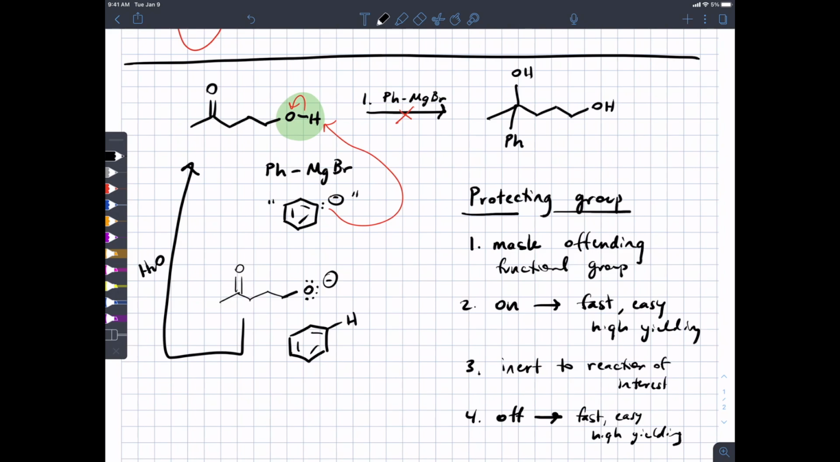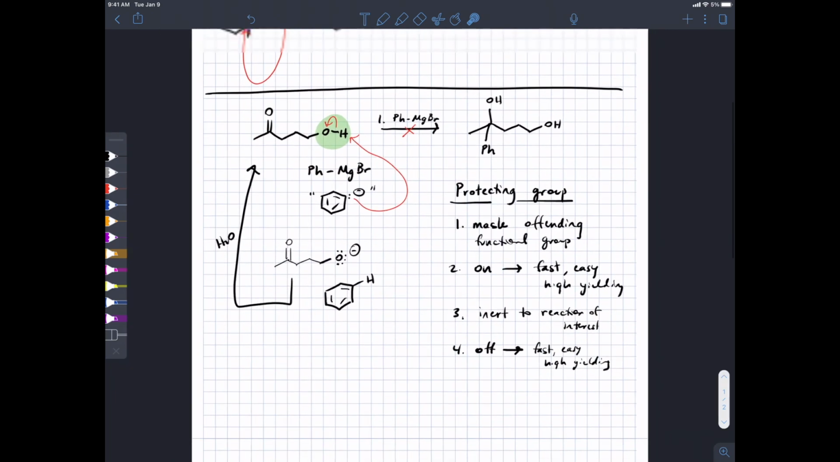The reason we want it to be fast and easy is because we're lazy. The reason we want it to be high yielding is because in a multi-step synthesis, especially one with many, many steps, taking a hit in yield early on is really painful and limits the amount of material that you can make. And when you're trying to make metric tons of some important pharmaceutical product, yield matters and affects your bottom line. Okay, so the idea of using a protecting group is, can I put something on that OH group that's not going to interfere with the reaction?